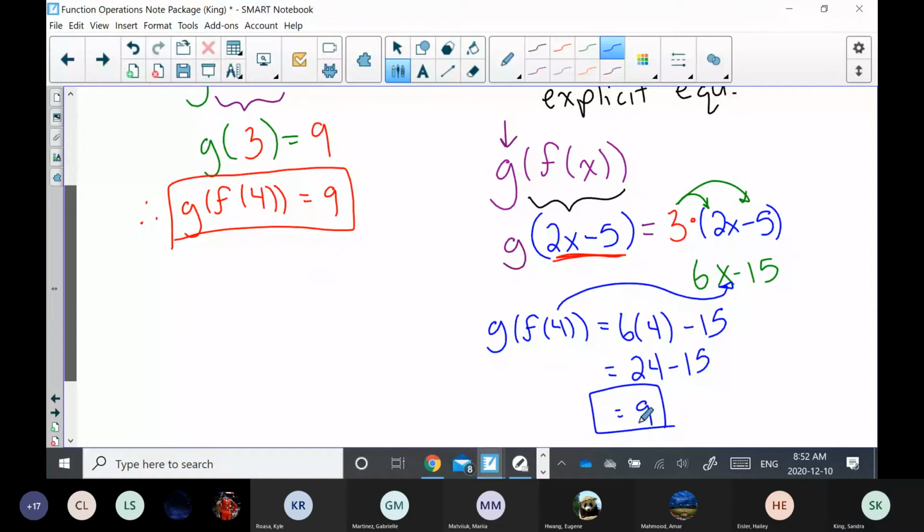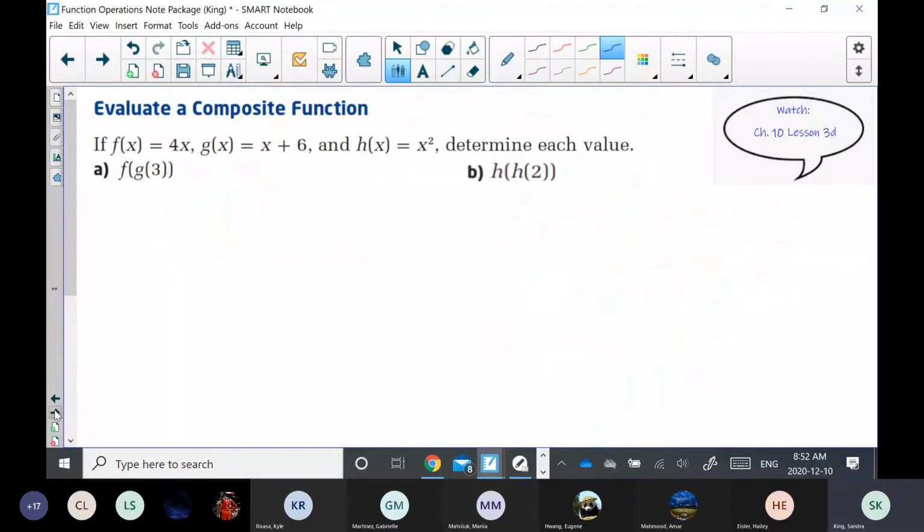So many of you should see that was the easiest way to do this, but you will have to be able to figure out explicit equations and then input the 4 into that explicit equation, and this is how we would do it. That will be just a little bit later on in this lesson.